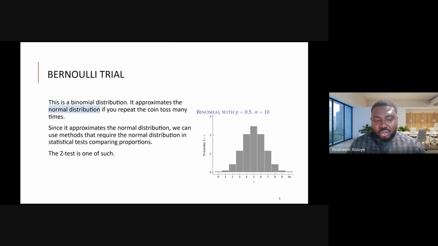This distribution, where something can either be yes or no, heads or tails, has two potential outcomes. But when you repeat it multiple times, you get something that can approximate the normal distribution. This is called the binomial distribution. And this binomial distribution then allows us to have the z-test. We'll talk about it today. It allows us to do some additional analysis that you will come across when we're talking about regression.